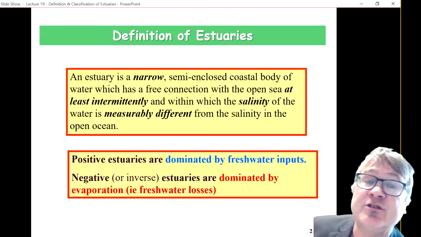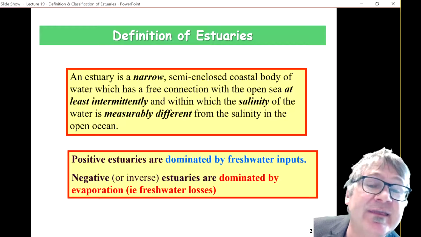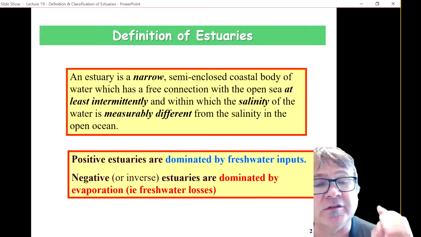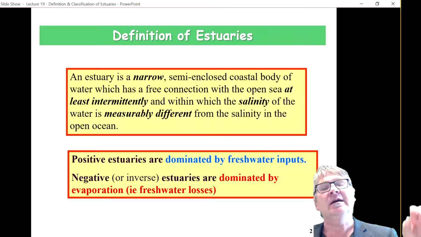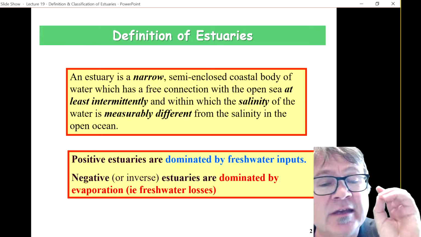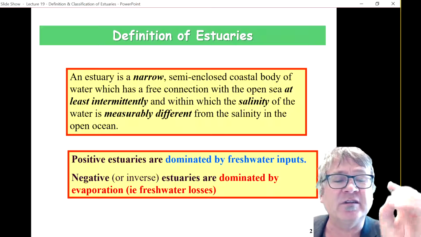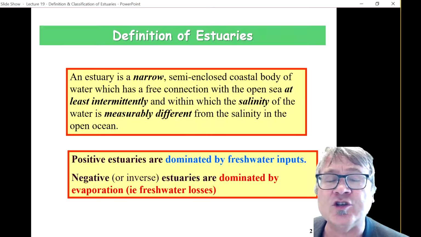So what is an estuary? An estuary is a narrow, semi-enclosed coastal body of water which has a free connection with the open sea, at least intermittently, in which the salinity of the water is measurably different from the salinity in the open ocean.